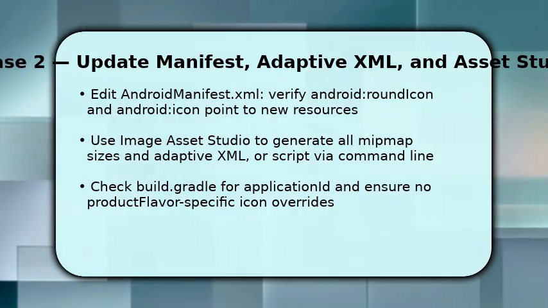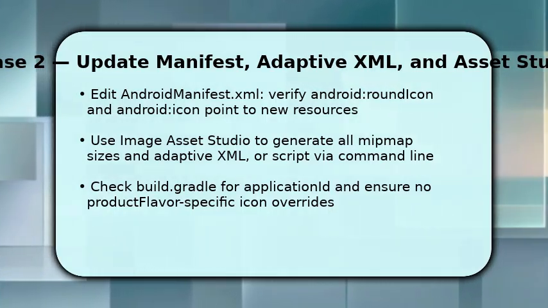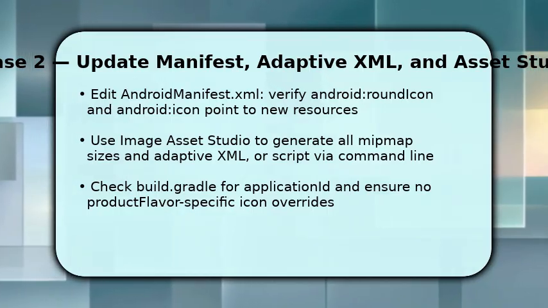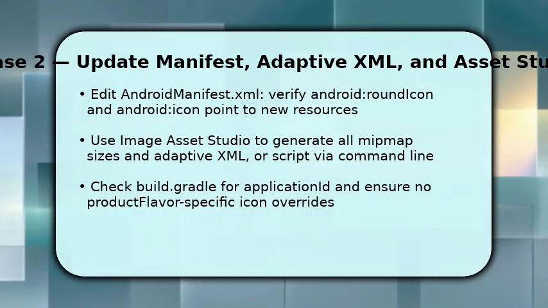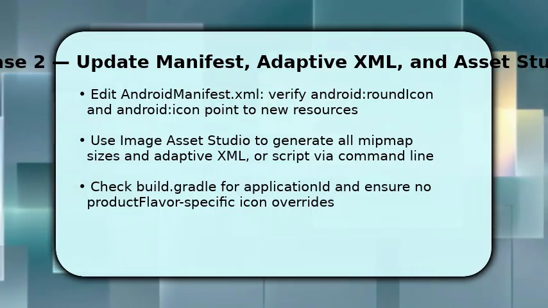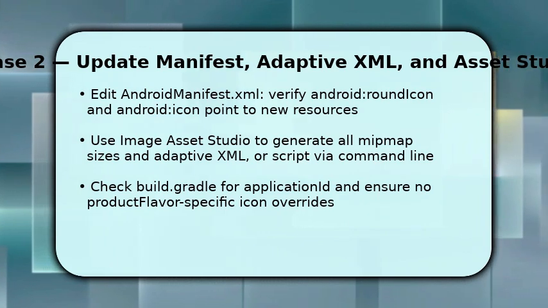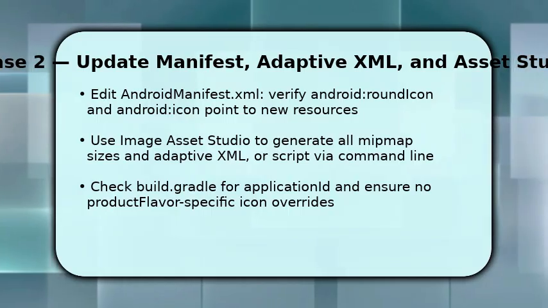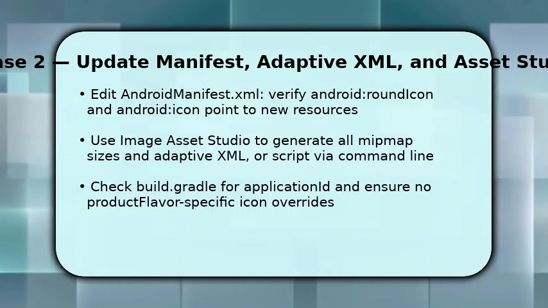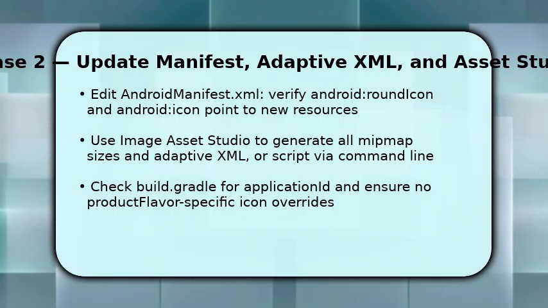Next, use Image Asset Studio to generate adaptive icon XML and mipmap sets automatically, or run your asset pipeline if you prefer scripts. Make sure build Gradle flavors or build types do not override icons. If they do, update each variant. Once adjusted, clean and rebuild the project so generated resources are properly compiled into the APK.